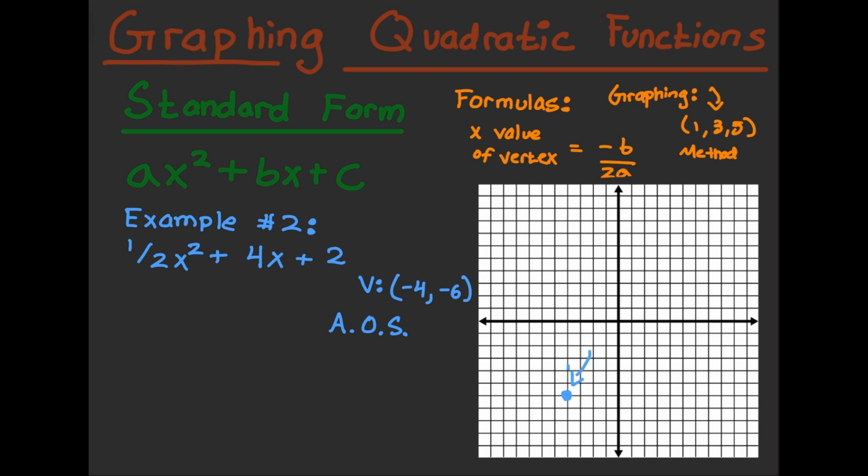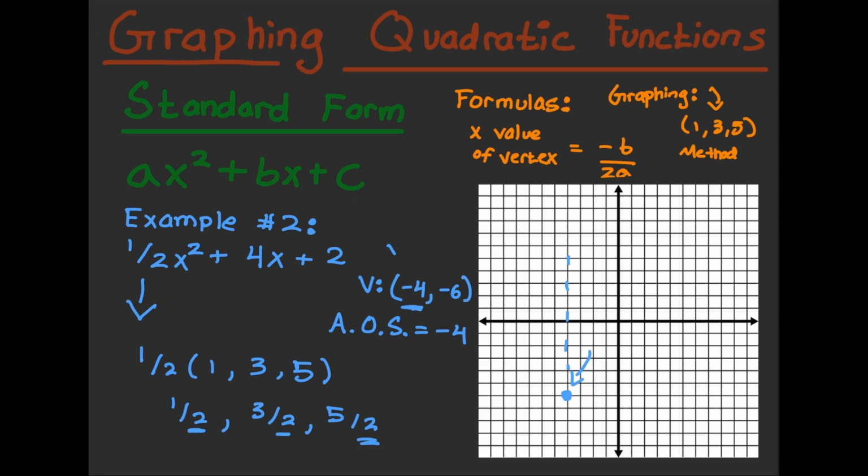Now that the point is plotted, we will try to find the rest of our points. Since the x value of our vertex is negative 4, our axis of symmetry will also be negative 4. Now we are going to find the rest of the points. First, we are going to use the 1/2 as the a value and plug it into the 1, 3, 5 method.